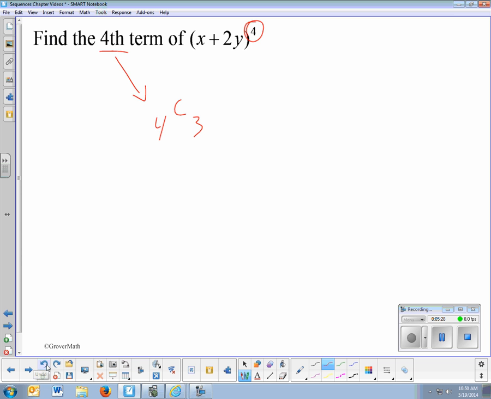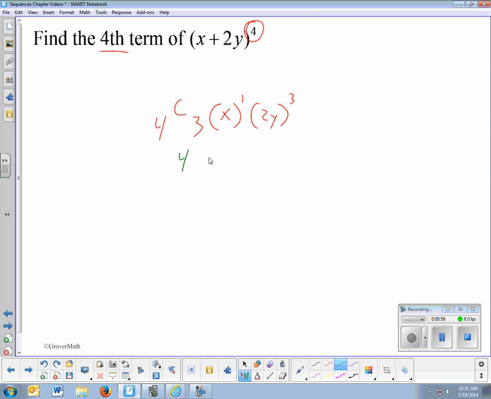Because remember, it would be 4c0, 4c1, 4c2, 4c3 would be our fourth term. So whatever term you want, the number after c is 1 less than that. Times x, and our exponent doesn't match this 3. It's actually the difference of 4 minus 3, and 4 minus 3 is 1. And then our second term, 2y, this one matches the number after c, so the 3 there.